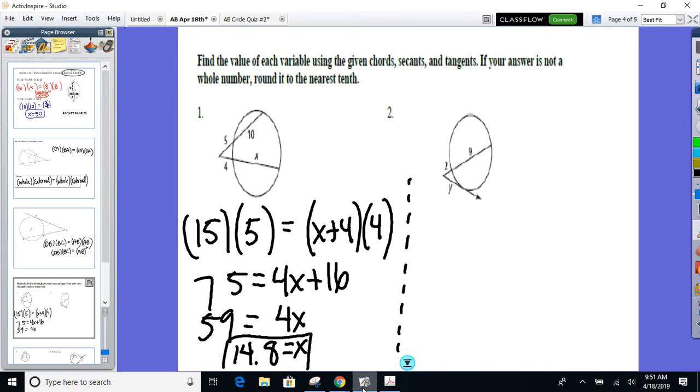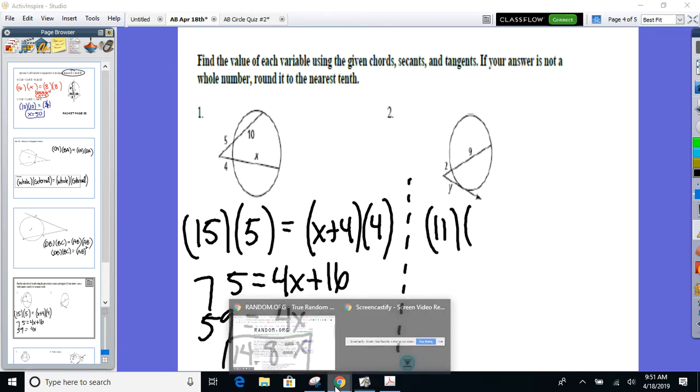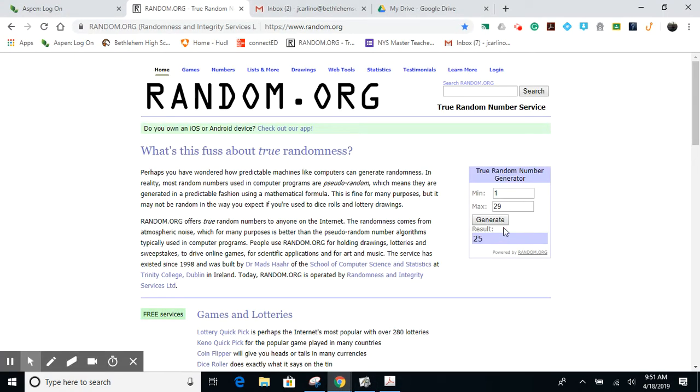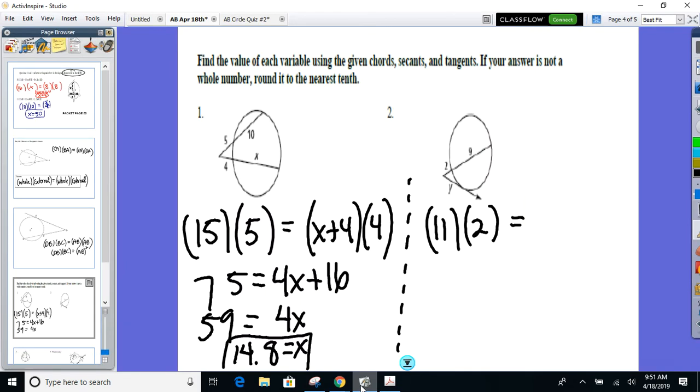Give me a whole something up here. 11, nice, the secant. 11 times its external part, 21 equals, go to the tangent now. Whole and external of the tangent, 25 and y. So y squared. Everyone see that with the tangent, whole and external, same piece. So y squared equals 22. Yep, we're going to take the square root of that and round to the nearest tenth. 4.7.